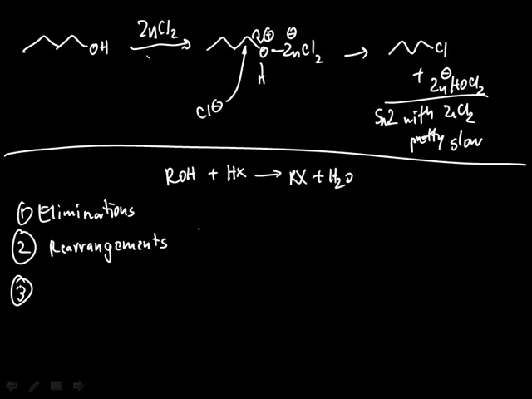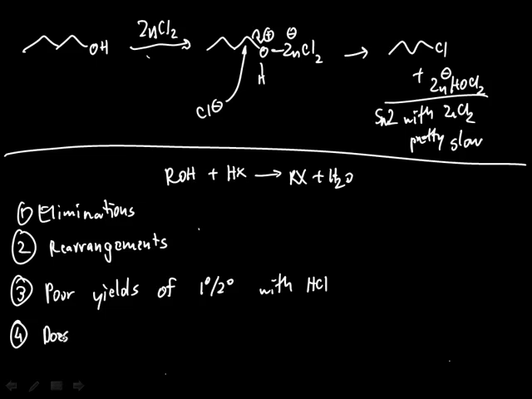The third problem comes from the poor yields of primary and secondary substrates with HCl. We've seen that even with zinc chloride activation, primary substrates don't react too well, secondary kind of do react, but not too much. And then finally, the final problem is that this simply doesn't work too well with HI. And so getting alkyl iodides is difficult using this method.